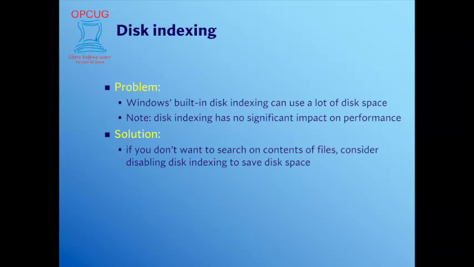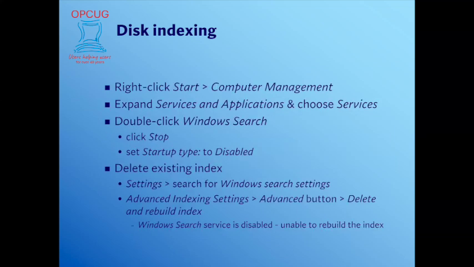So it really comes down to the space that is actually being used by the index itself. If you don't need to search on the contents of files, you can always search on file names and folder names and things like that. In that case, you might want to disable disk indexing to save that disk space. So how do you do it?